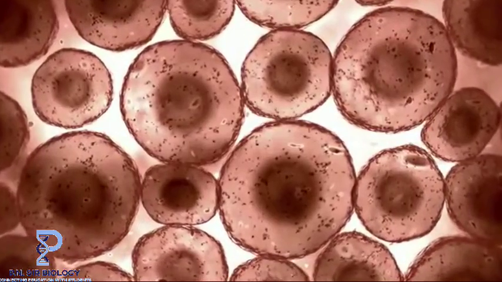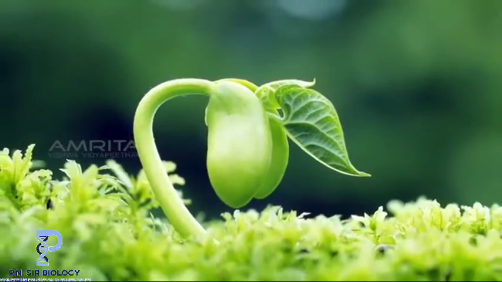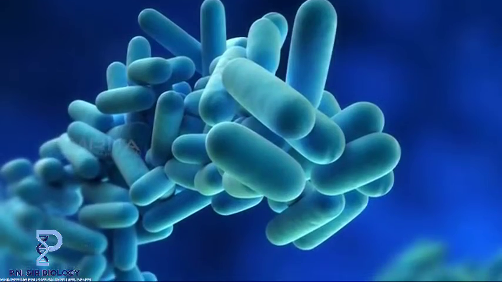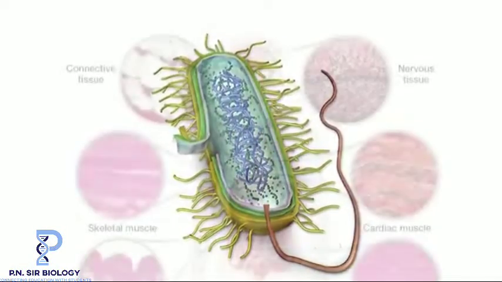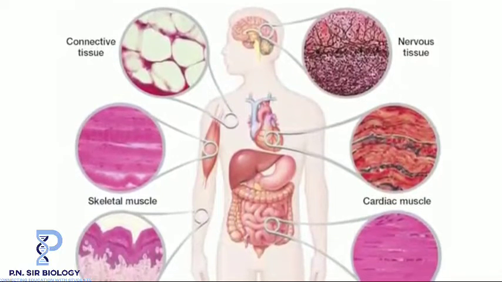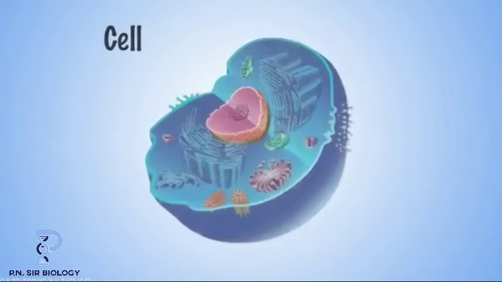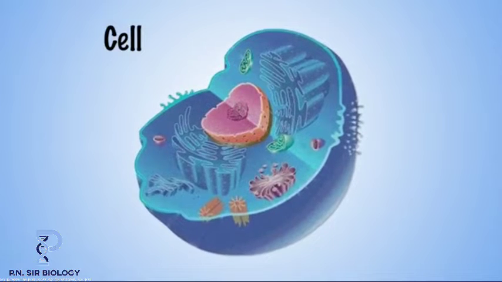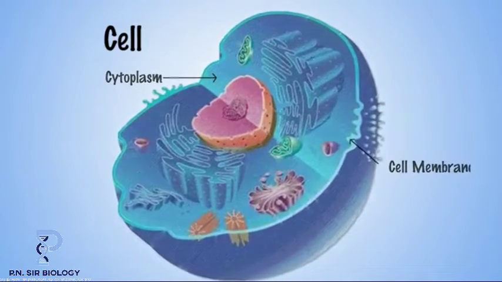The cell is the basic structural and functional unit of all known living organisms. Some organisms, such as bacteria, are unicellular, consisting of a single cell. Other organisms, such as humans, are multicellular, having many cells. A cell mainly consists of a fluid-filled space called cytoplasm and is surrounded by a cell membrane.